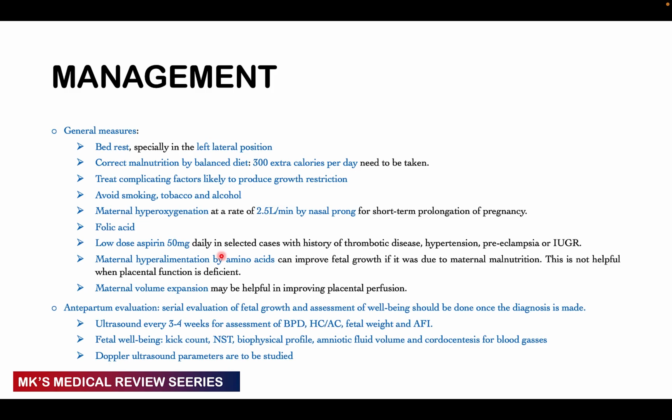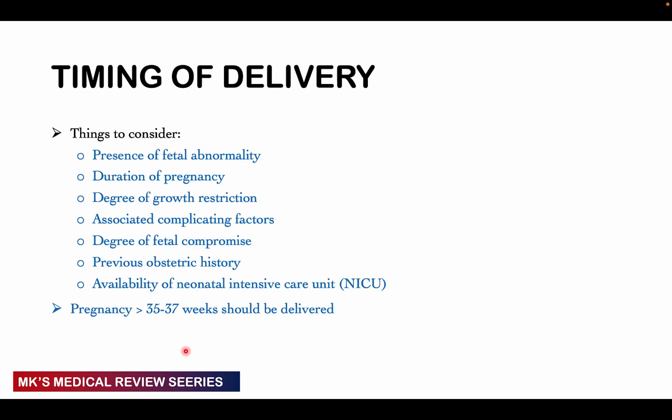An ultrasound ideally must be done every 3 to 4 weeks to assess the biparietal diameter, the head circumference to abdominal circumference ratio, the fetal weight, as well as the amniotic fluid index. To assess fetal well-being, order a kick chart, of course, a non-stress test, a biophysical profile, and amniotic fluid volume. We'll do a cordocentesis for blood gases, and Doppler ultrasound parameters are to be studied.